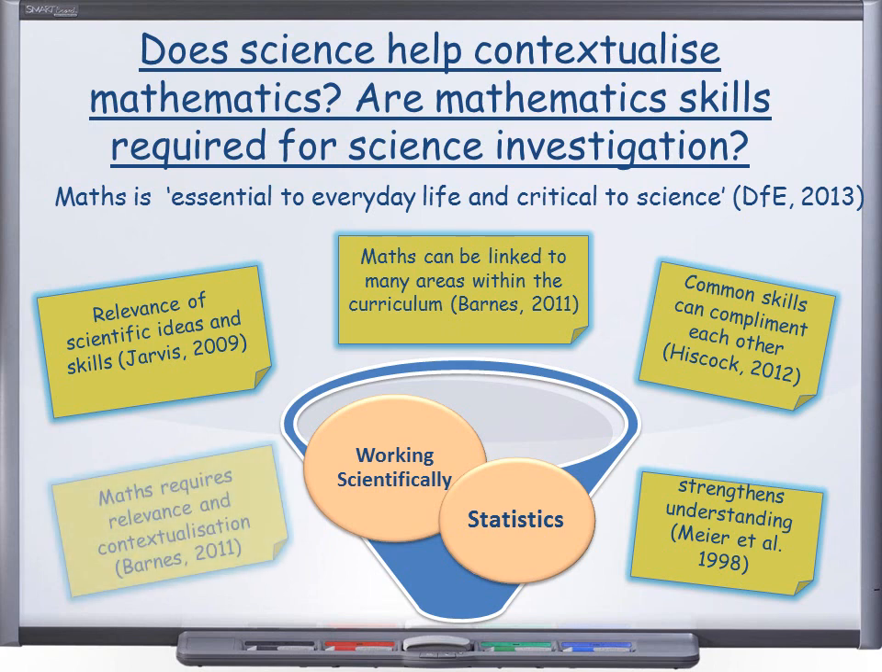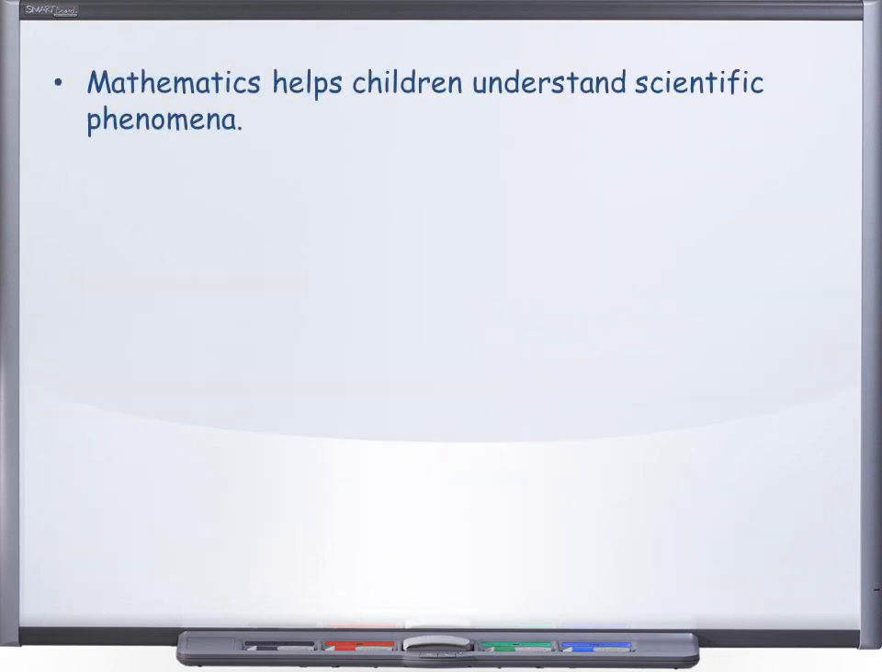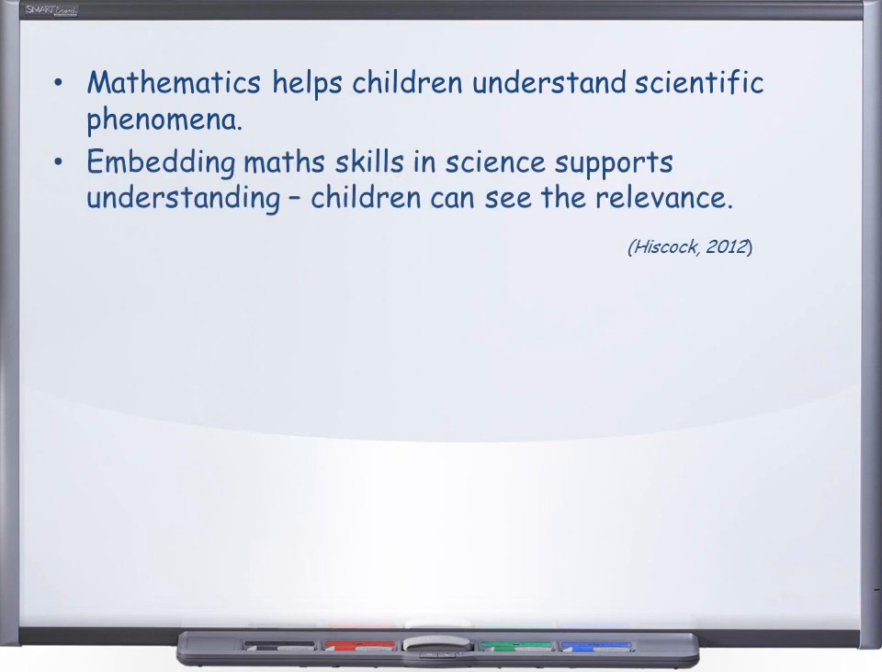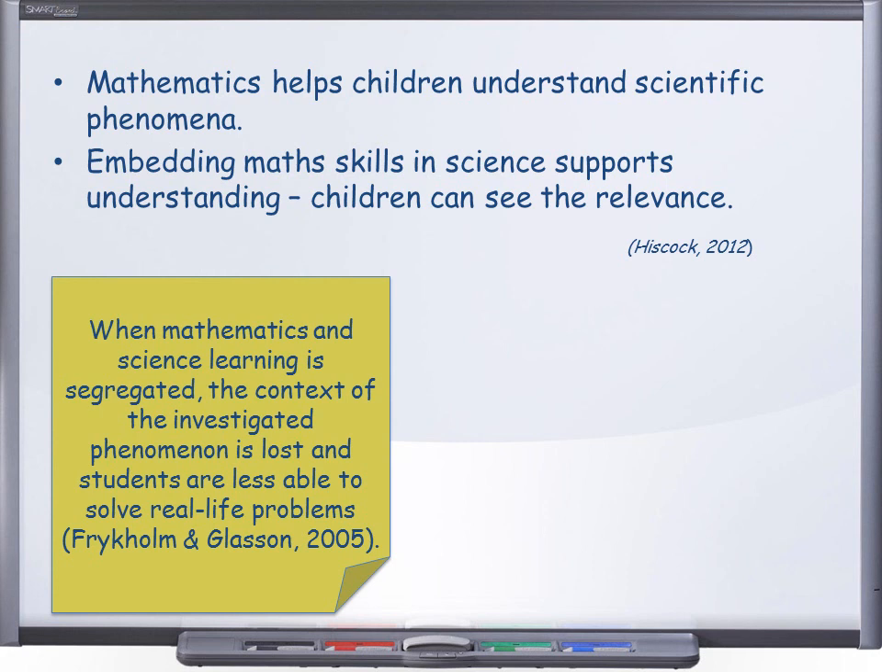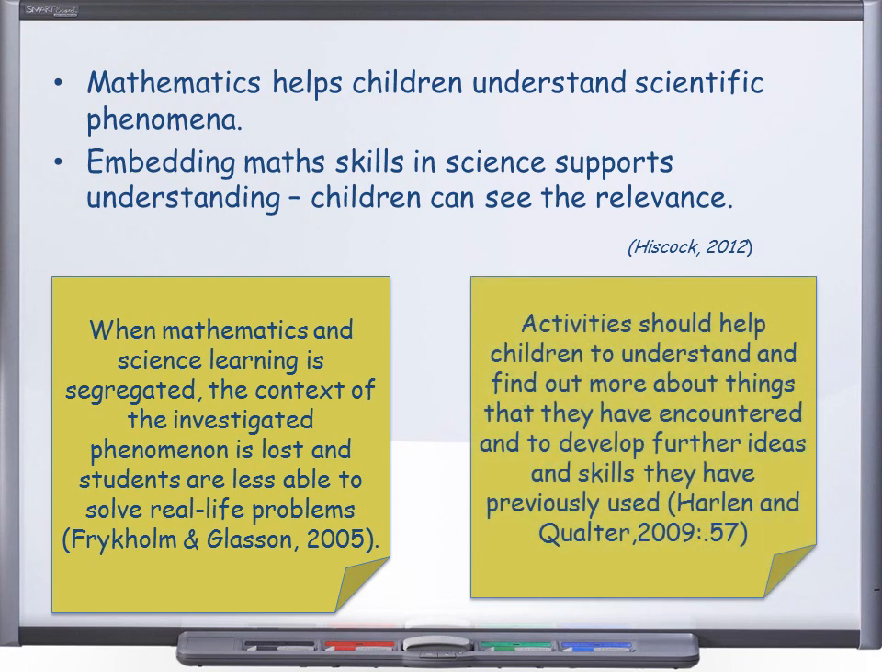Maths therefore requires relevance and contextualisation. Science can provide children with the opportunity to practice maths skills in an engaging and real-life context. Mathematical principles and procedures can be used to help children understand scientific phenomena, and embedding maths skills in science helps aid children's understanding and enthusiasm for a subject. If learning is segregated, children are less able to apply skills to real-life problems. Being able to apply knowledge or the skills learnt is more important and more useful than recalling isolated facts.